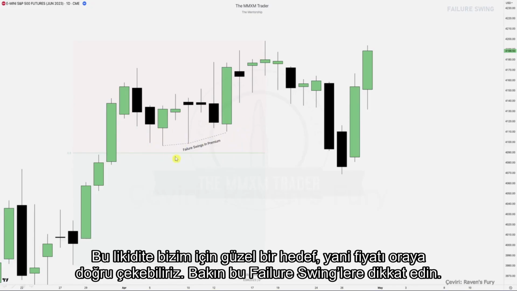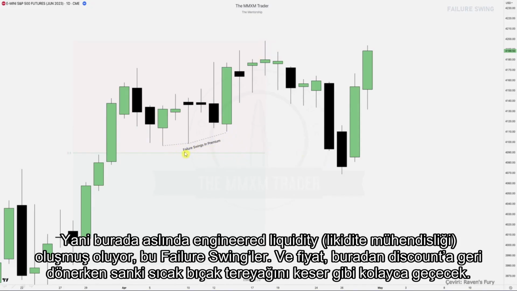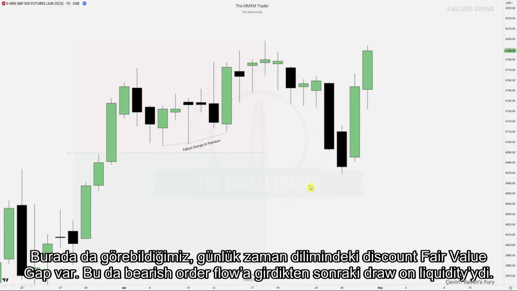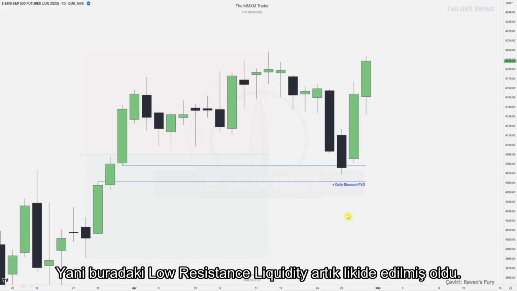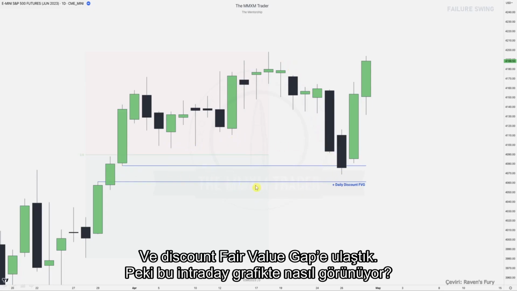So notice how these failure swings are in premium, right? And once we go from premium into discount and those failure swings are still in premium, we've got that engineered liquidity down here, right? Those failure swings, and it will cut through like a hot knife through butter, right? Back into discount over here, where we can see that daily discount fair value gap, which was the draw on liquidity after we draw into bearish order flow. So low resistance liquidity up here has been liquidated and we hit that discount fair value gap in discount, right?